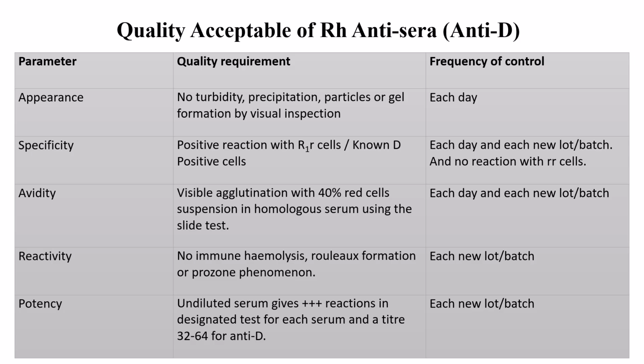Now anti-D or Rh antisera. The quality accepted for appearance is no turbidity, precipitation, particles and gel formation by visual inspection. Every day you have to check for it. Specificity: positive reaction with R1R1 cells or known D positive cells. Avidity: visual agglutination with 40% red cell suspension in homologous serum using the slide test. Reactivity: no immune hemolysis, rouleaux formation or prozone phenomena. Potency: undiluted serum gives a 3 plus reaction in the designated test for each serum, and a titer of 32 to 64 for anti-D.